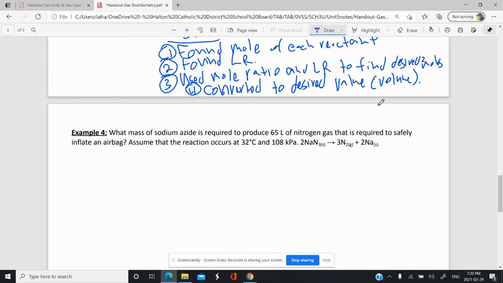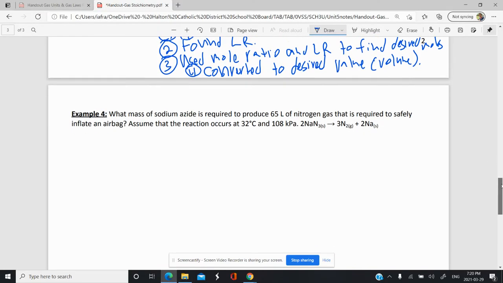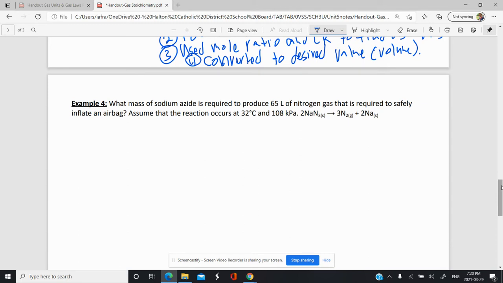In this video, we're going to do the next example in our handout for stoichiometry and the ideal gas law. So what mass of sodium azide is required to produce 65 liters of nitrogen gas that is required to safely inflate an airbag? Assume that the reaction occurs at 32 degrees Celsius and 108 kilopascals. Remember that nitrogen gas is N2.